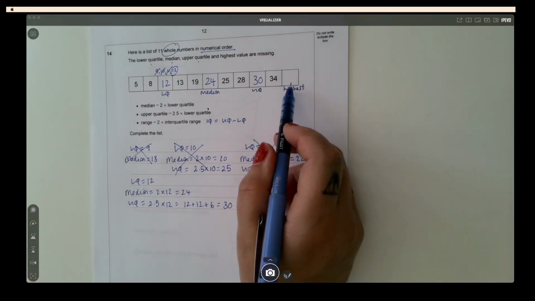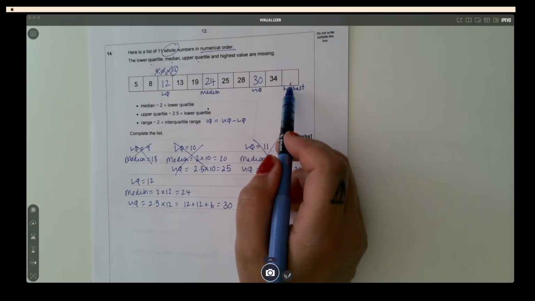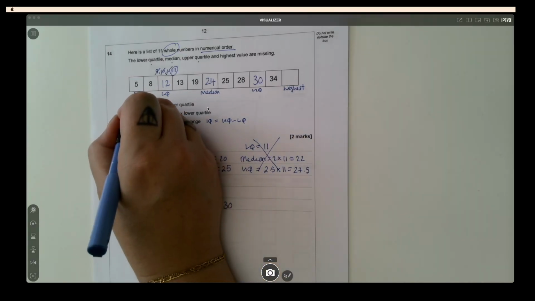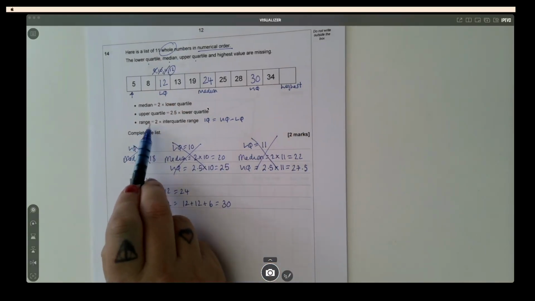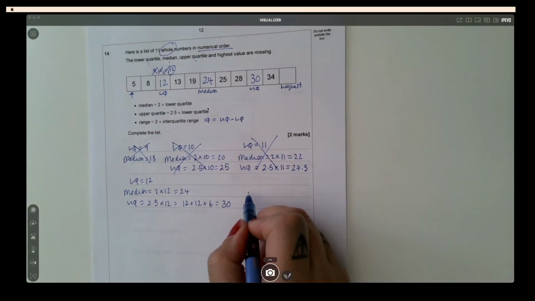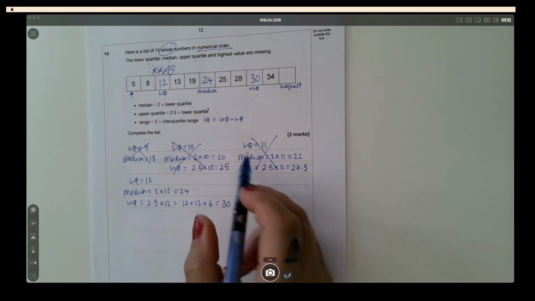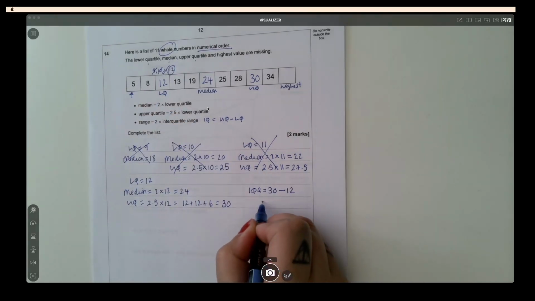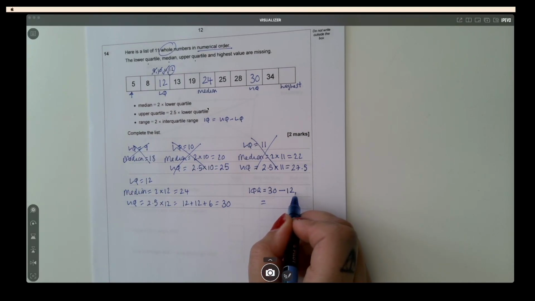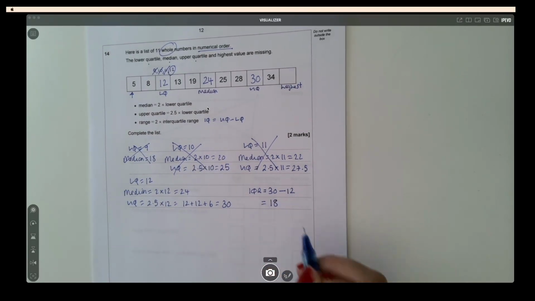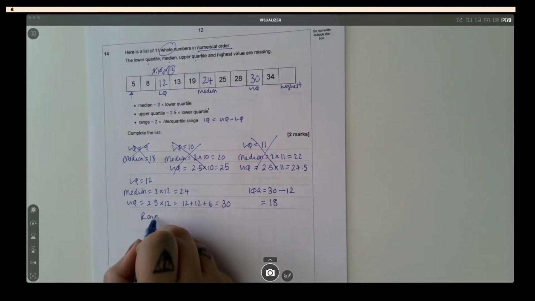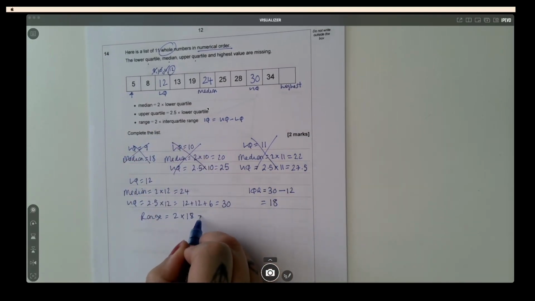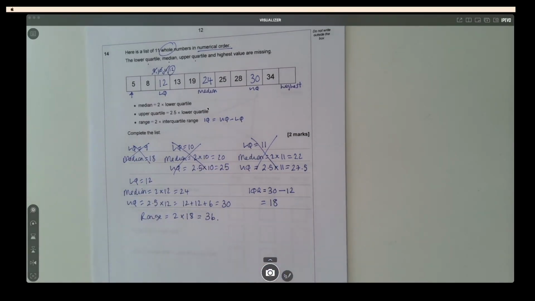So the highest value we can find if we know the range, because the range is the biggest take away the smallest, and we know what the smallest value is. But to find the range, we need to use the interquartile range. So the interquartile range is the upper quartile 30, subtract the lower quartile 12. So 30 subtract 12 is 18. The range is 2 times that interquartile range. So it's 2 times 18, which is 36.